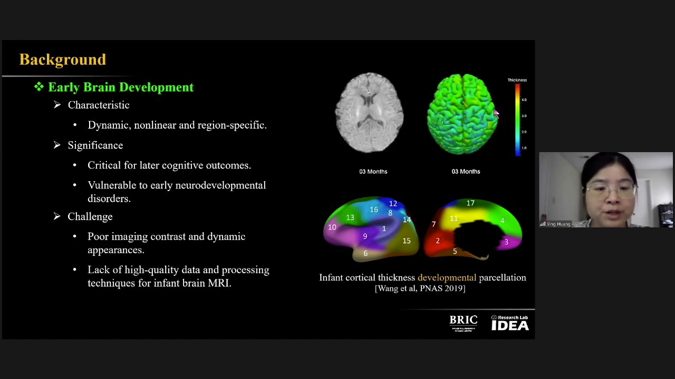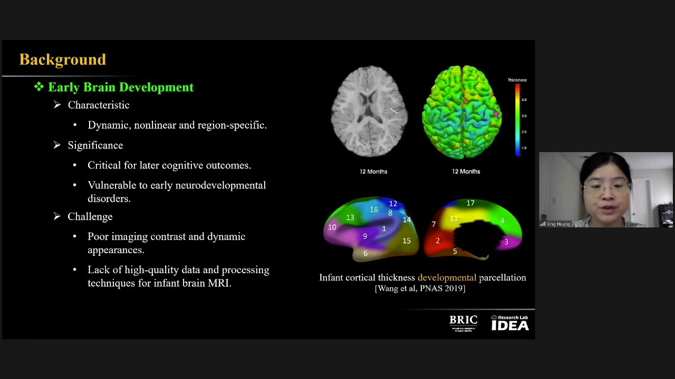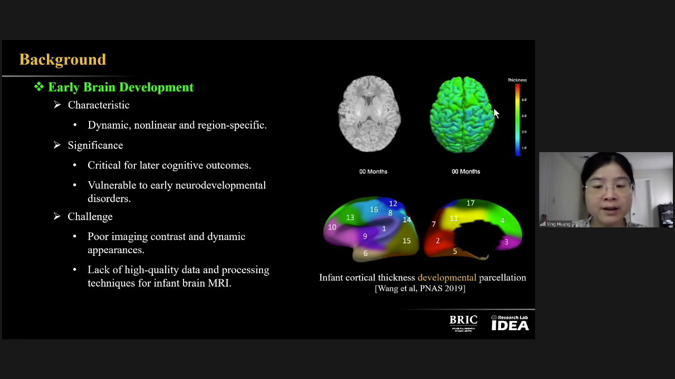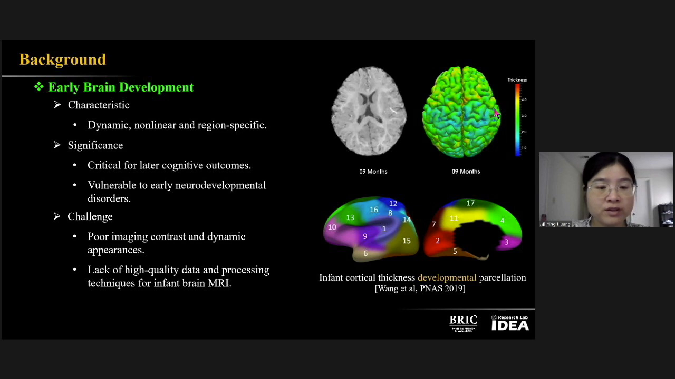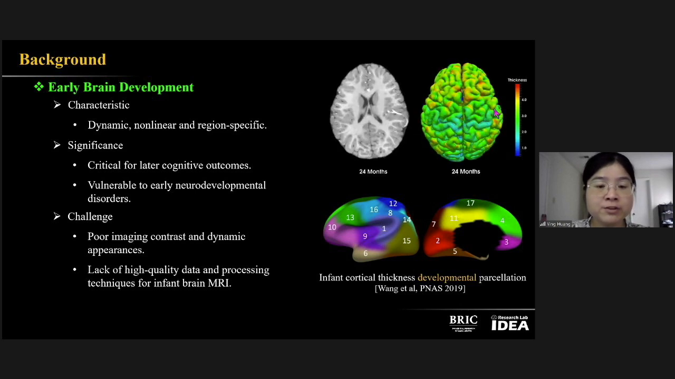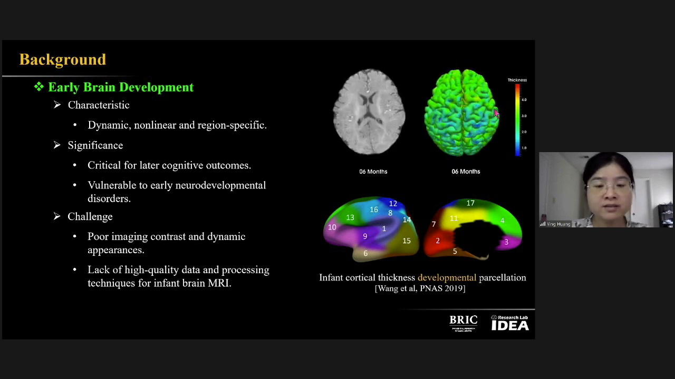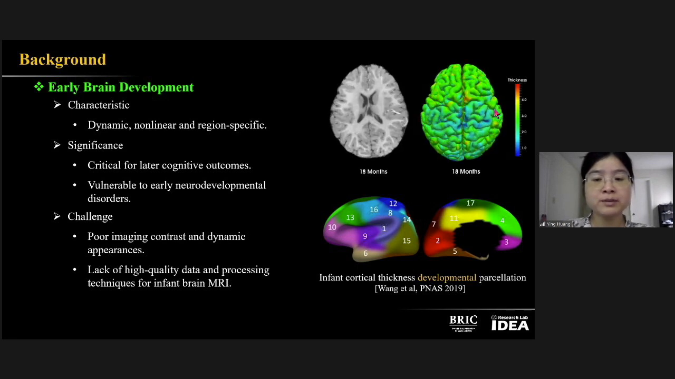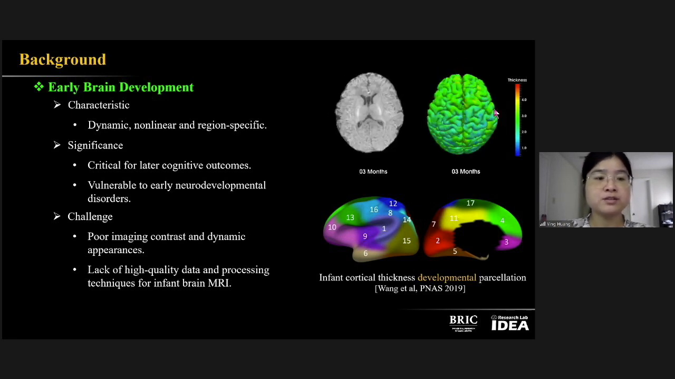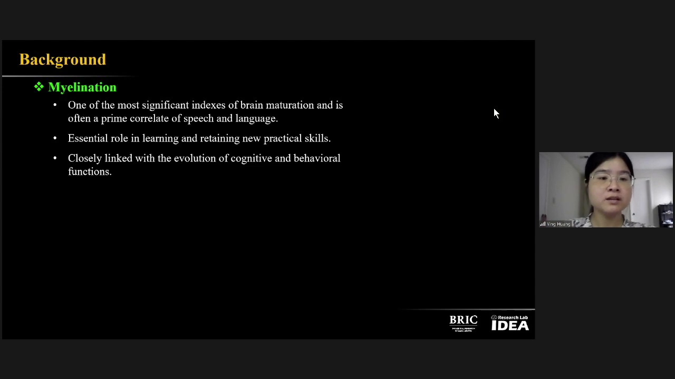However, due to the poor imaging contrast and dynamic appearance, and the lack of high quality processing techniques for infantile brain MRI, exploring early brain development is still challenging. Brain development is also characterized by myelination. It's one of the most significant indices of brain maturation and is often a prime correlate of speech and language.